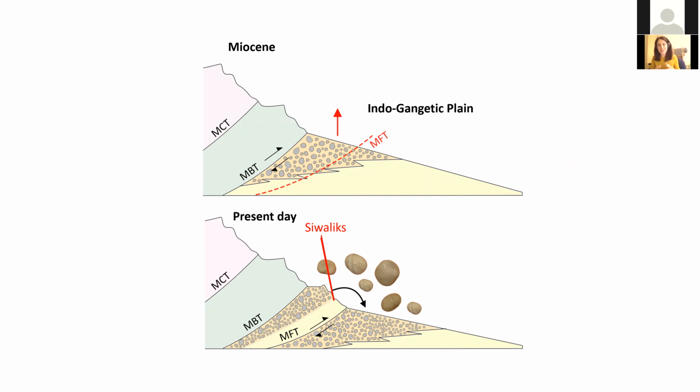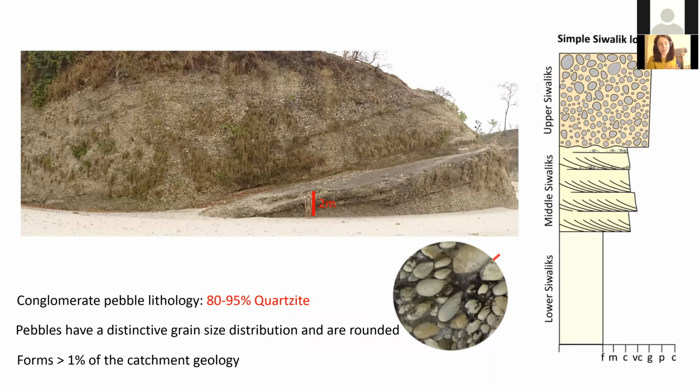So what do these Siwalik sediments look like, and why am I so interested in them? The Siwalik succession is a fluvial megasequence. So it's deposited by rivers which are very similar to those found on the plains today. In succession, it coarsens upwards from siltstones to sandstones to these really coarse conglomerates.